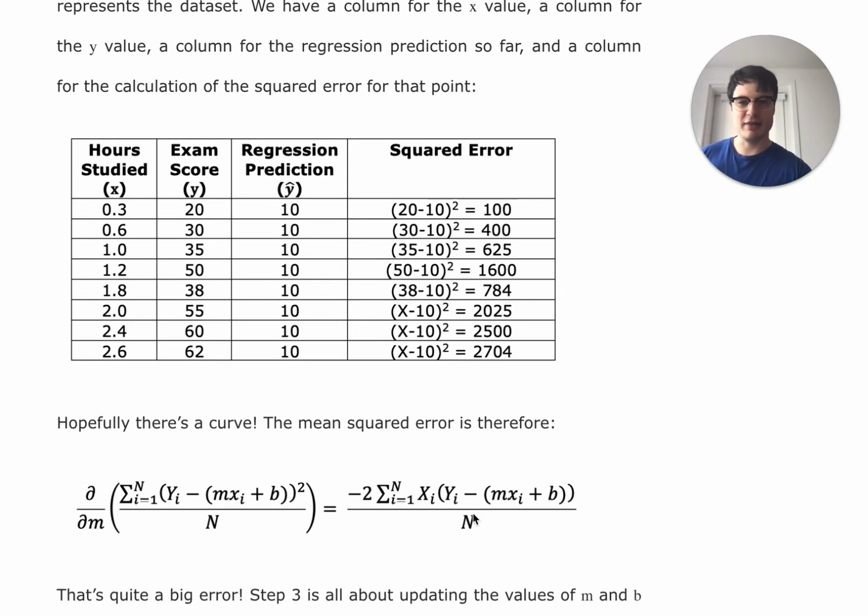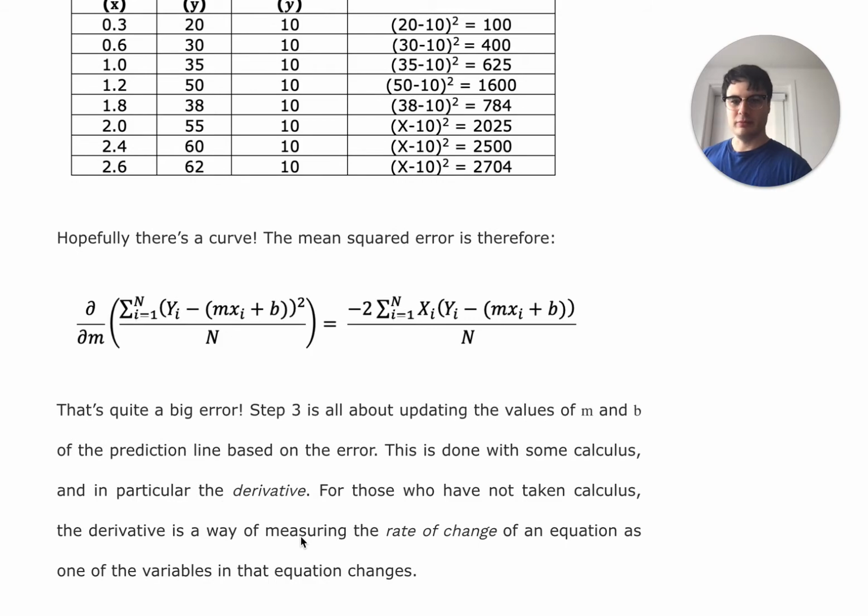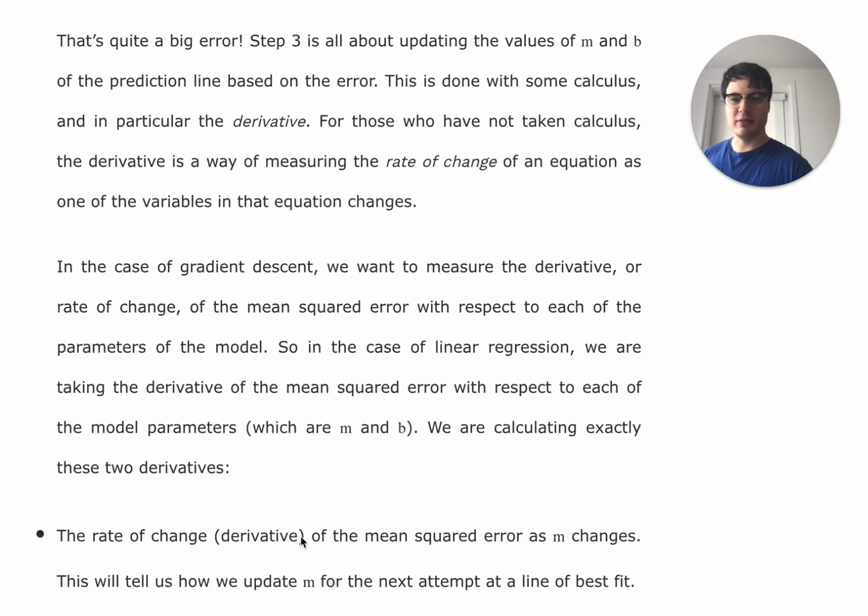So we could just write that mathematically as the sum of the difference between the ith true point and the ith predicted value, mxi plus b, squared, and divided by n because it's a mean or average. So that is mean squared error.